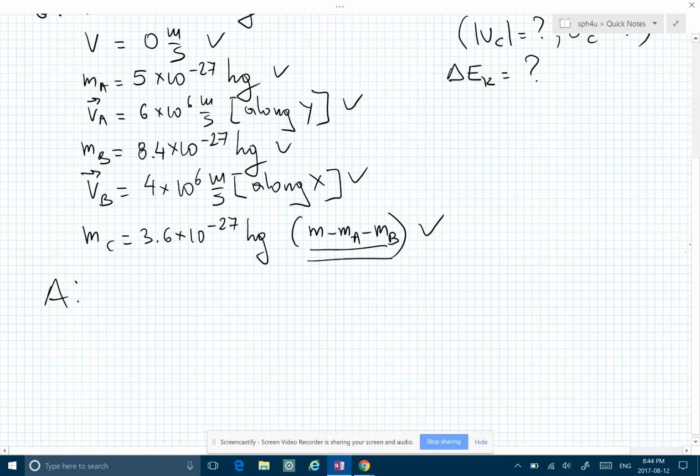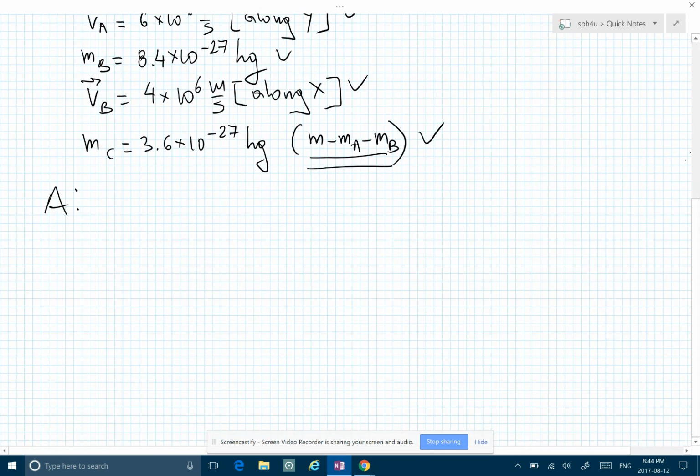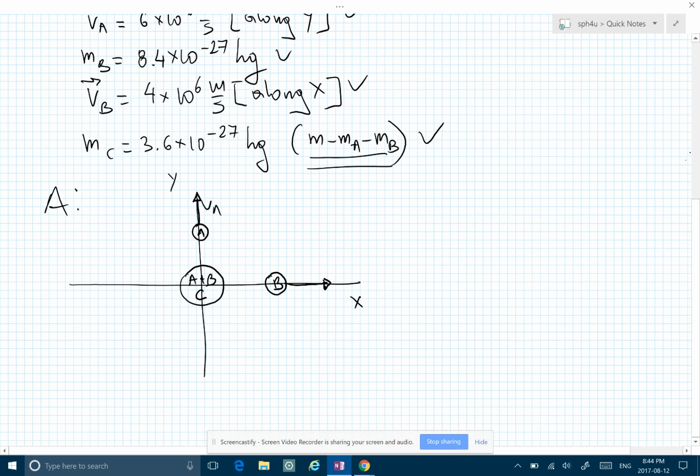So what we're looking for is the velocity of the third one and the change in kinetic energy. Let's visualize it a little bit. This is the y-axis, this is the x-axis, and this is our A plus B plus C. A is moving along the y-axis. We have B, which is slightly bigger, moving along the x-axis. So this is VA, this is VB, and therefore C should be somewhere here in the middle, VC. That's what it looks like.